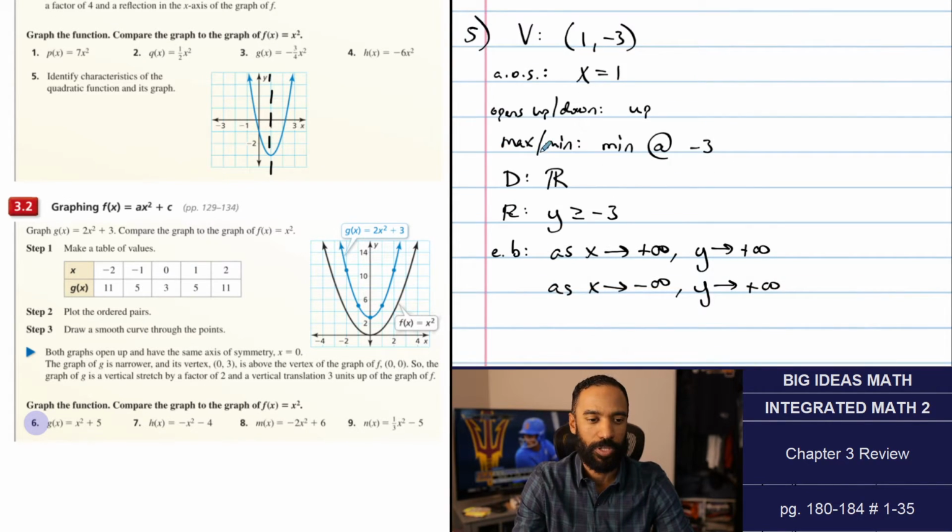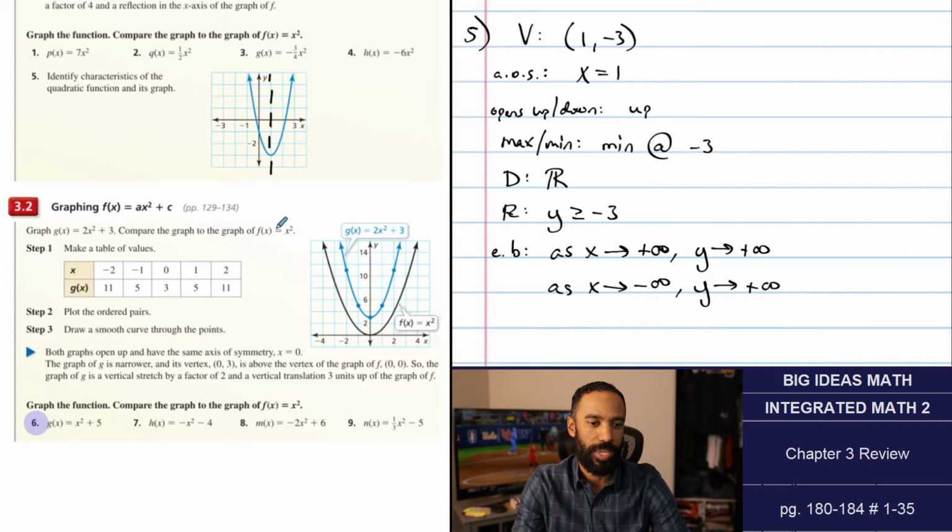Before we hit number 6 officially, let's take a look at the example that they do. I'll say what I do and don't do. Graph g of x equals 2x squared plus 3. Compare the graph to f of x equals x squared. So I personally start with the shifting upward by going 3 up. 0, 3 will be my vertex right here.